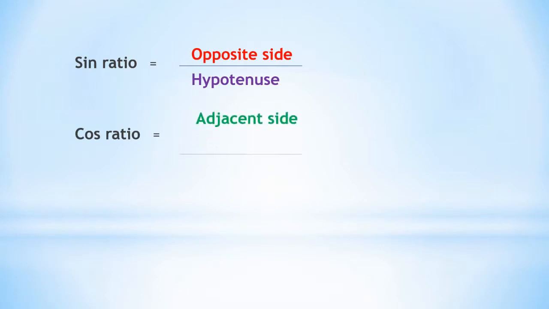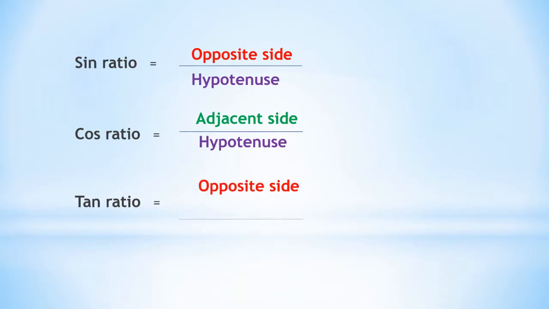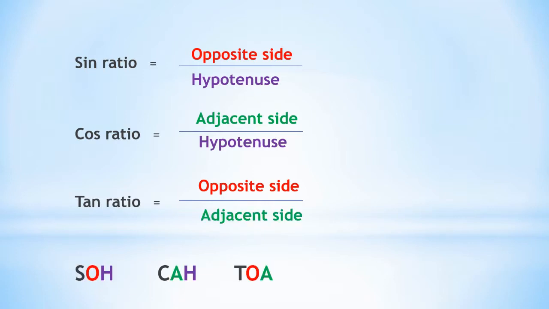So the sine ratio we have studied is opposite side upon hypotenuse side. Cos ratio is nothing but adjacent side upon hypotenuse side. And tan ratio is opposite side upon adjacent side. These are the three ratios which are very important in this chapter. The remaining three ratios, that is cosec ratio, sec ratio, cot ratio, are based on sine ratio, cos ratio and tan ratio only. So to study those ratios, we need to learn these ratios first.